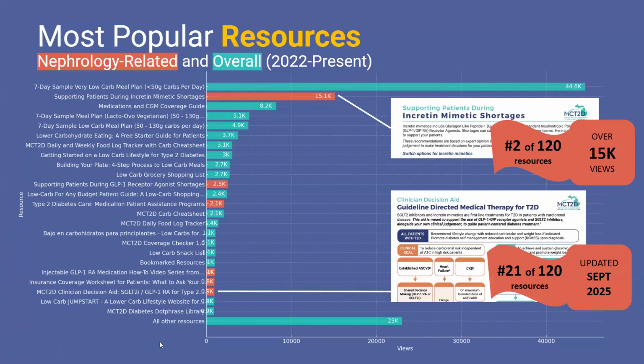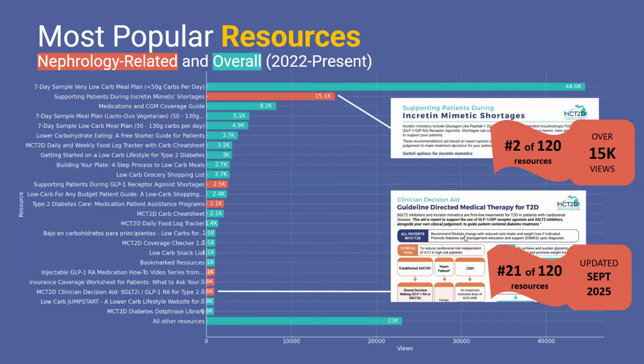Maybe we will be using this more as well, especially when we talk later about the CKM syndrome and the metabolic component of that. But you can see from a nephrology perspective, one of the highest things, with over 15,000 views, was supporting patients during the incretin mimetic shortages, which hopefully have improved significantly. And then there's a variety of other things here, meal planning, but also medication use, including the clinical decision aid. I think most of us are pretty familiar right now and feel pretty comfortable with the meds, but it has changed a lot.